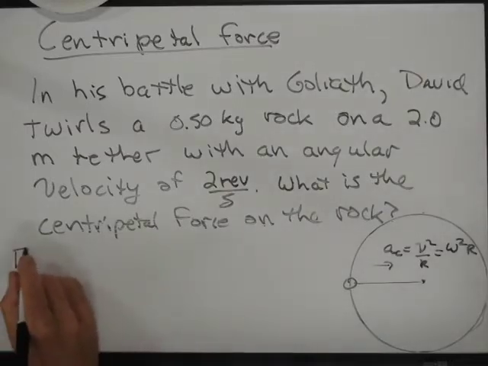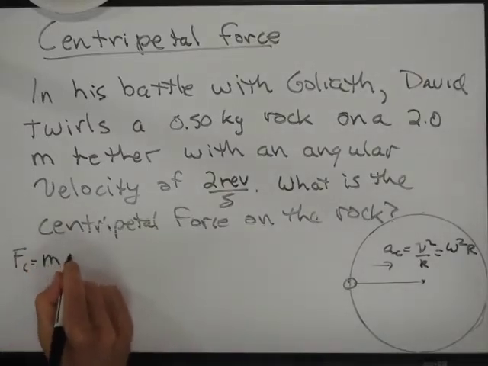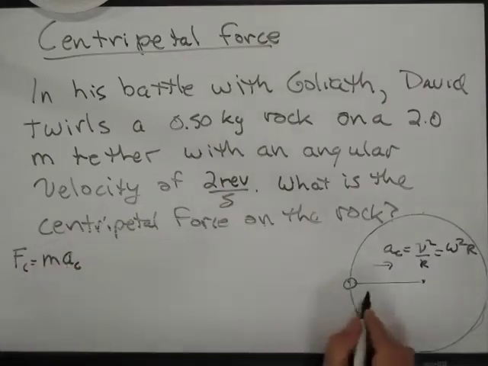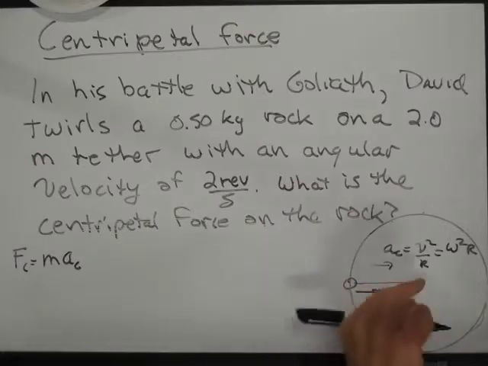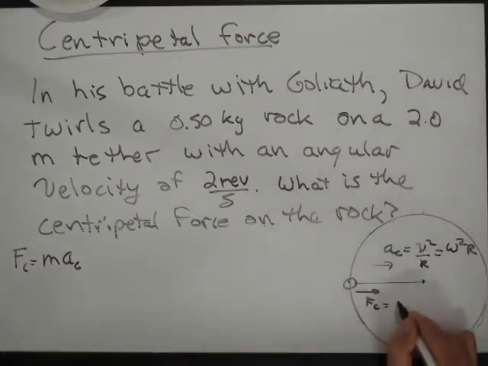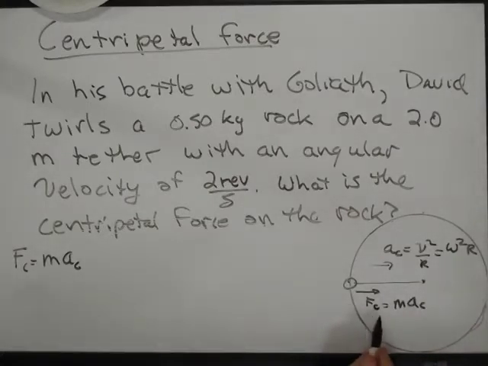Well, we've already said this centripetal force is the mass times the centripetal acceleration. That's the force required to keep this thing moving in a circle. Again, if it's going to accelerate at a sub c, then the force acting on it has to be the mass times that acceleration. That's what Newton's second law says. Notice we're not saying what's supplying it.